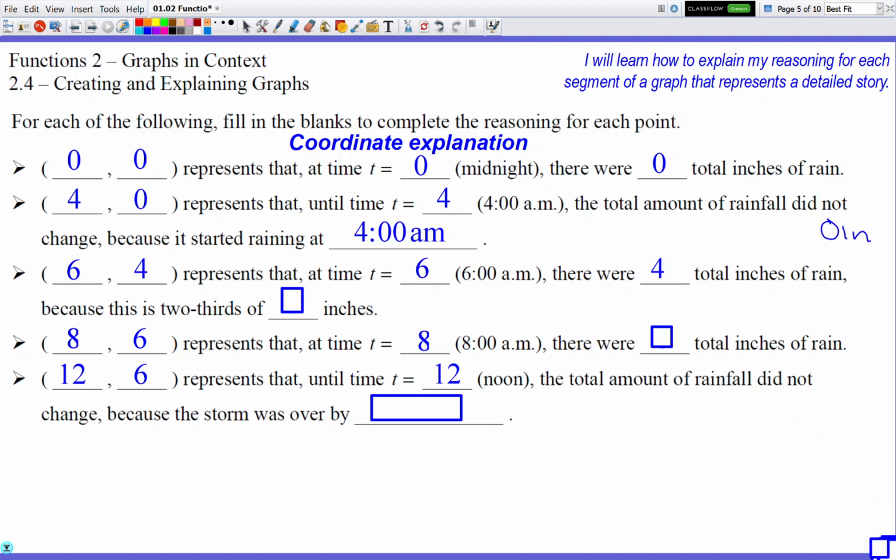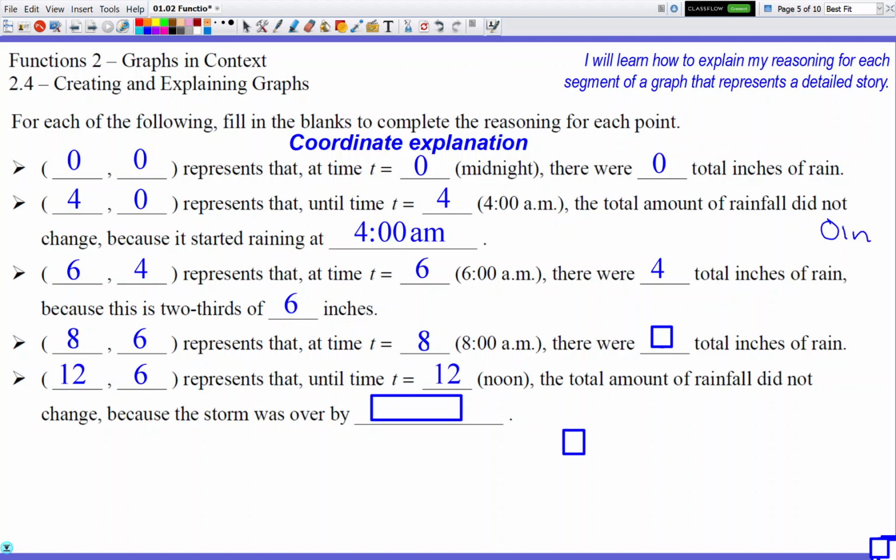Okay. And why is it 4? Because it was 0 just 2 hours earlier. So what's up with the 4? Where did we get that? And then you see this part, because this is 2/3 of 6 inches. So we got the 4 because 4 is 2/3 of 6 inches. And that's exactly what the story told us.